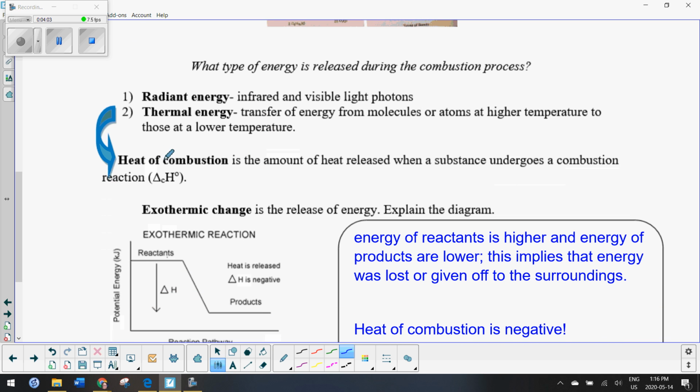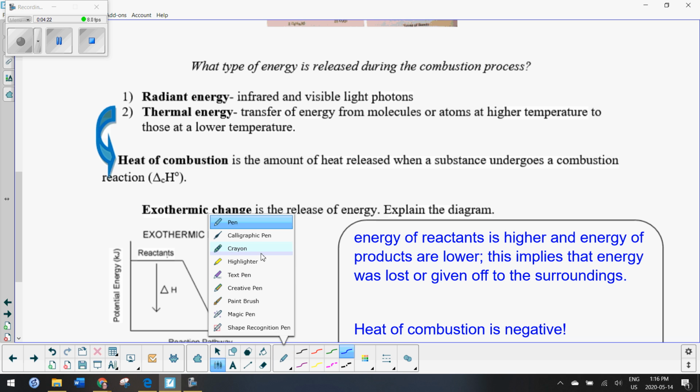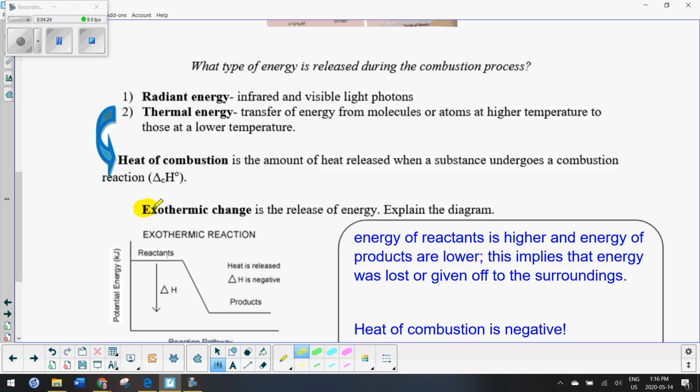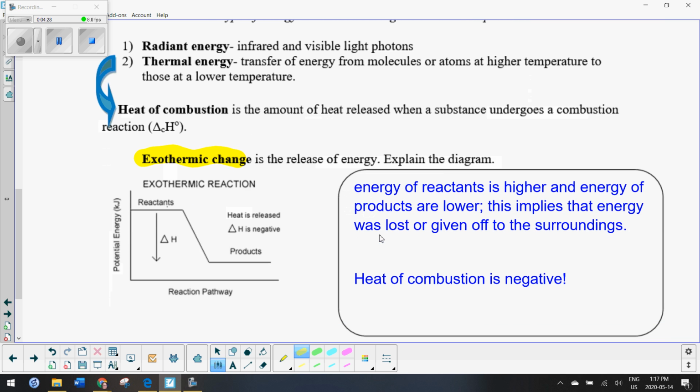Now, this can be related to the heat of combustion. So this is the amount of heat or thermal energy that is released when a substance undergoes a combustion reaction. So how much energy do we get from a certain substance is really what it's referring to. So exothermic change is talking about a release of energy. So it says explain the diagram.